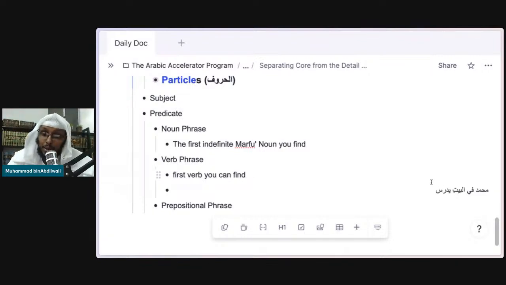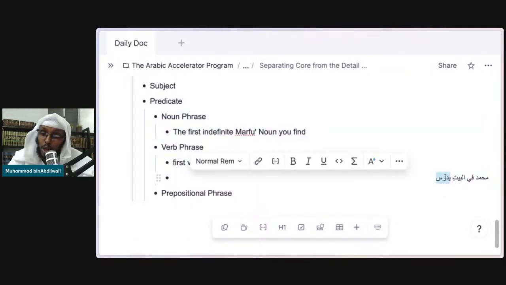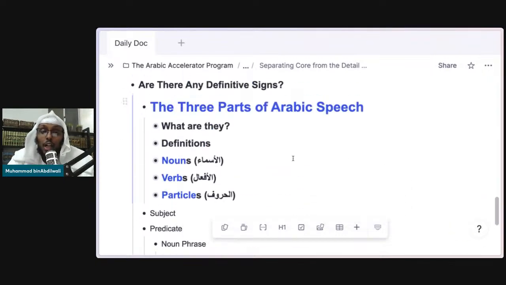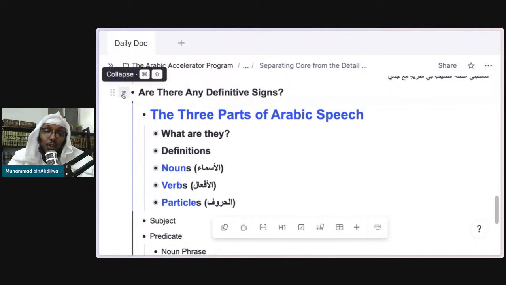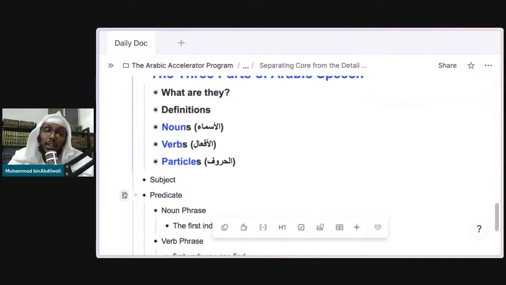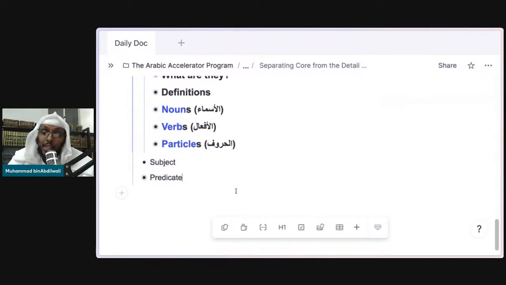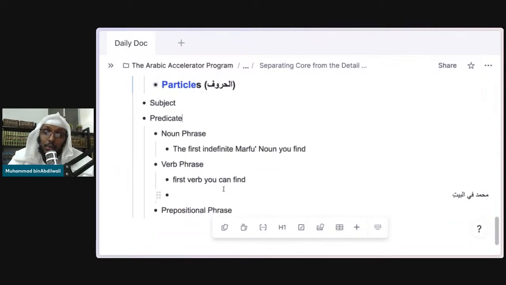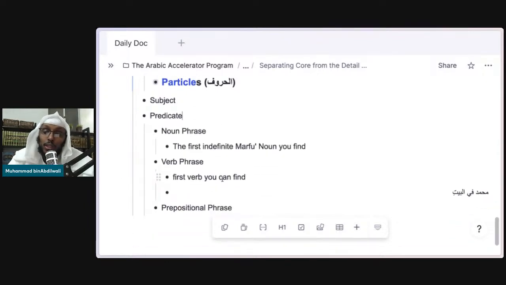That's it. If you don't find either of them, then you're probably going to have a prepositional phrase such as محمد في البيت. There's going to be no noun, no verb, so this is going to be the khabar. Muhammad's at home. These are definite signs that you can follow. Of course, it might still be a little bit difficult, and maybe it doesn't make 100% sense, however this does ring true. If you're confused, you can follow these steps.